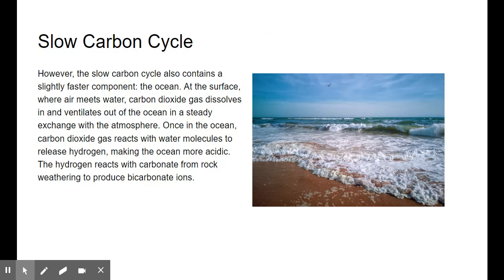The slow carbon cycle contains a slightly faster component, which is the ocean. At the surface, where air meets water, carbon dioxide gas dissolves in and ventilates out of the ocean in a steady exchange with the atmosphere. Once in the ocean, carbon dioxide gas reacts with water molecules to release hydrogen, making the ocean more acidic. Remember the video that we just watched? This is the acid oceans that they're talking about. The hydrogen reacts with carbonate from rock weathering to produce bicarbonate ions.